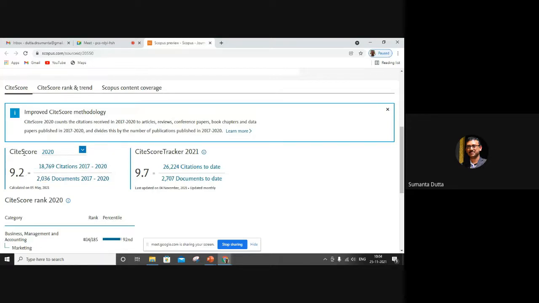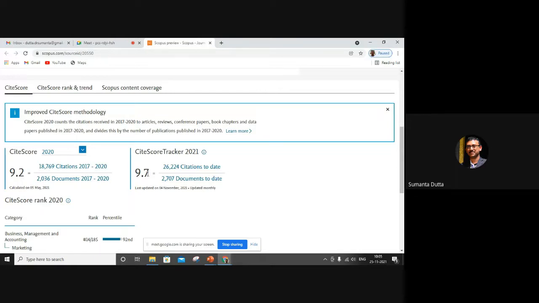One is Cite score and one is called Cite score tracker. Okay, now what is the Cite score tracker? The total number of citations made to date and the total number of documents published till date. Based on that, the Cite score tracker is calculated as 9.7.